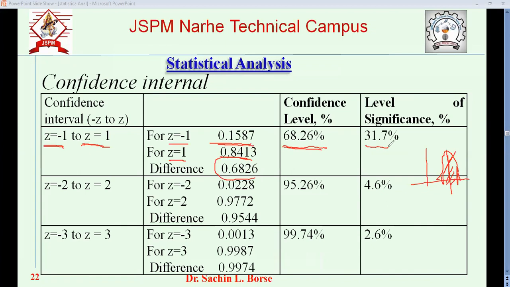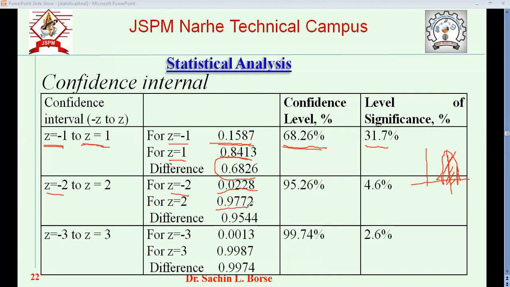Now we will take a larger Z. Take Z equals -2. Write down the value from the table. What is the value for Z equals -2? Can anyone tell me? 0.0228. Yes, that is correct. Now find for Z equals 2 what the value of area is. 0.9772. Now we have these two values.